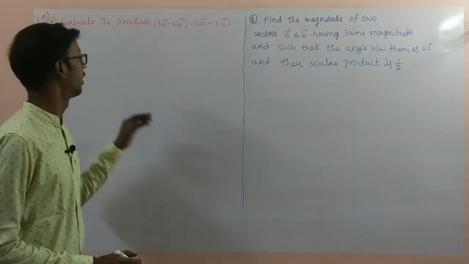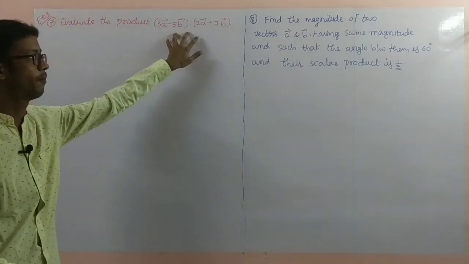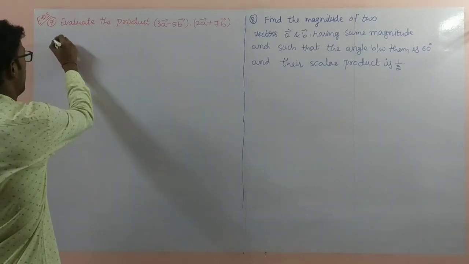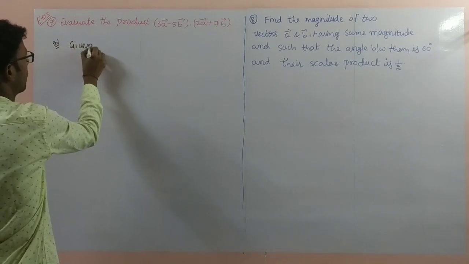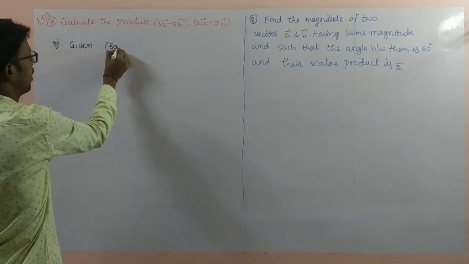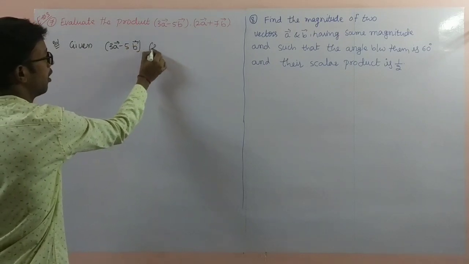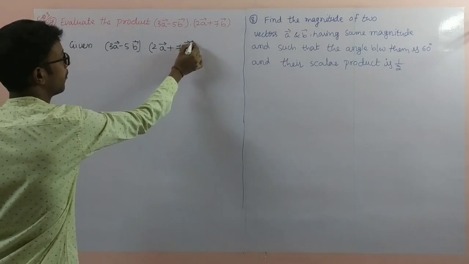Problem number 7. Evaluate the product of two vectors, the dot product. Solution: given (3a bar minus 5b bar) dot product with (2a bar plus 7b bar).